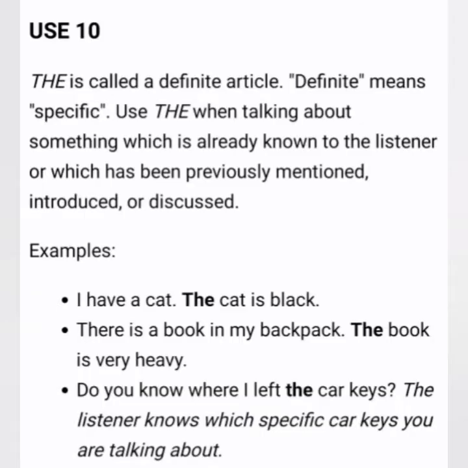Next rule. The is called a definite article. Definite means specific. Use the when talking about something which is already known to the listener or which has been previously mentioned, introduced, or discussed. "I have a cat." So, in the first sentence, they had said a cat, because it is introduced first. So, when we are discussing it a second time, we are using the. "The cat is black." Next example: "There is a book in my backpack. The book is very heavy."